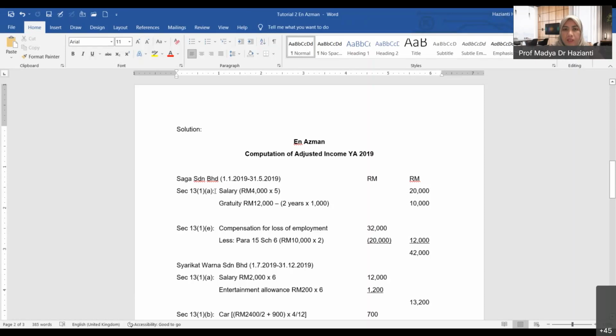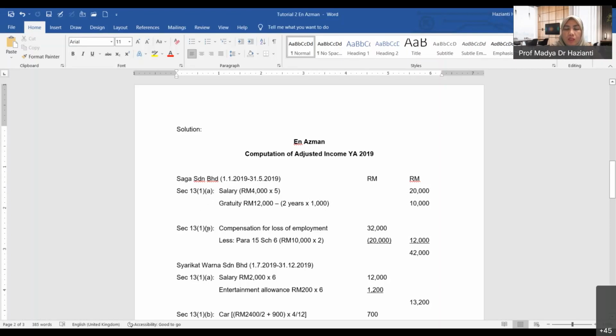So we started with section 31A, salary dia berapa bulan, 4,000 times 5, 20,000, gratuity, dia dapat 12,000 tadi kan. Okay, gratuity of 12,000. But remember, for gratuity, the exemption is 1,000 per completed year. Gratuity bukan compensation, so dia dapat gratuity tadi, 2 years times 1,000. So the gratuity ni duduk dekat atas ni 31A because dia dapat dalam cash. Yes, dalam jawapan kena letak section.